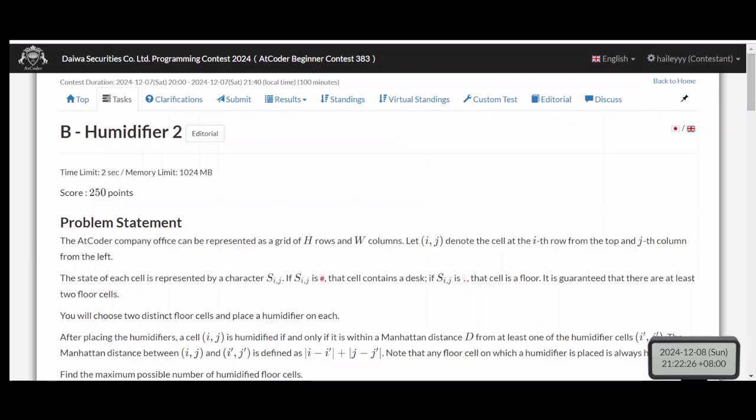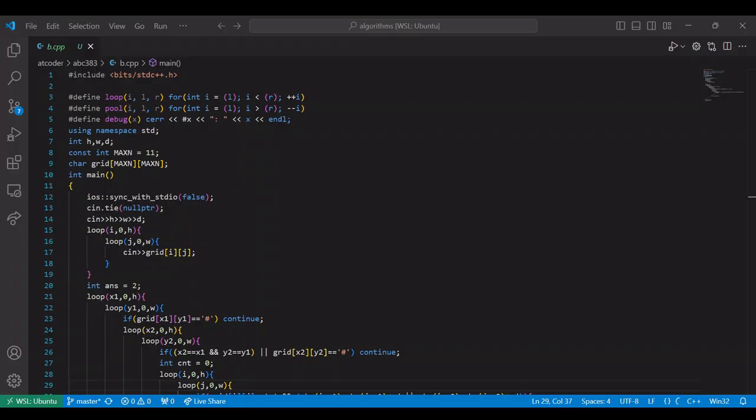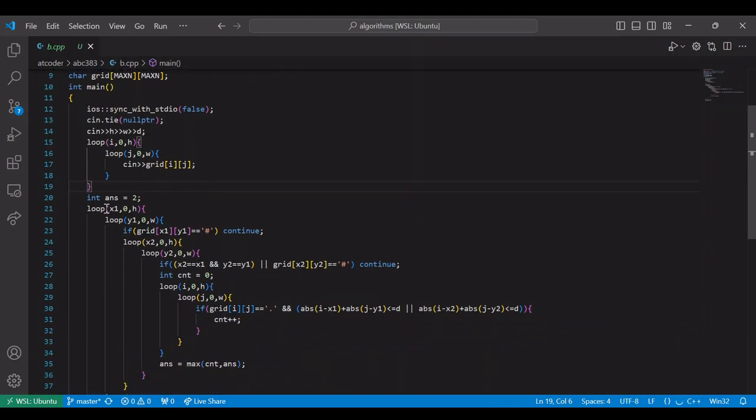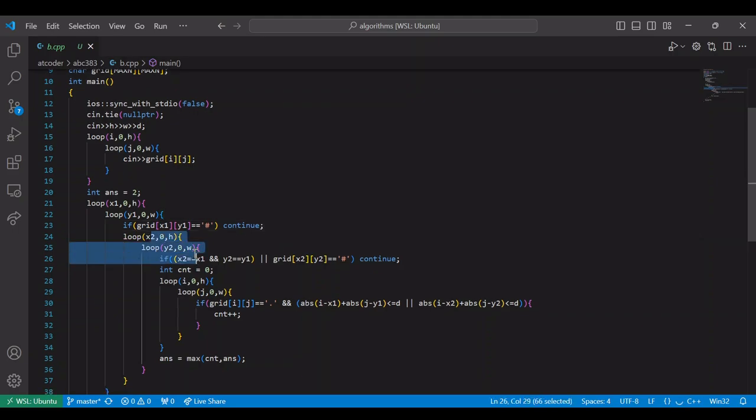Let's look at the code for more details. We first input all the values for the grid, and afterwards we loop through x1, y1, which is the location for the first humidifier, and we need to check if x1, y1 is a desk or a floor. We need to make sure that x1, y1 is a floor. Then we loop through x2, y2, which is the location for the second humidifier. We check if the second humidifier is at the same location as the first one, or if it is not a floor, then we continue, because we need to make sure that the two humidifiers are at separate locations.